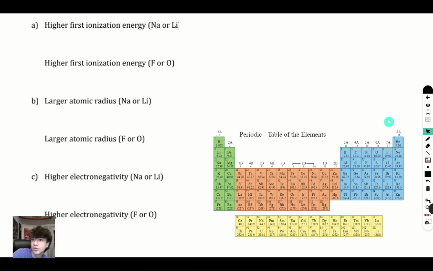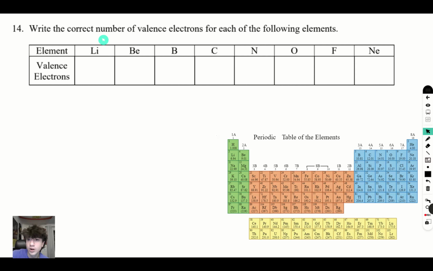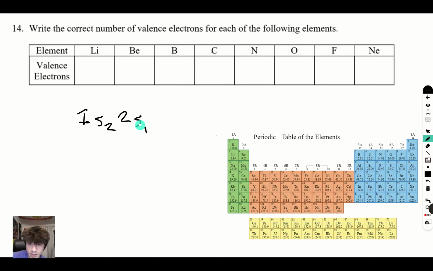All right, let's move on to 1.8. Here we're asked to write the correct number of valence electrons. The number of valence electrons is the number of electrons on the outermost shell of an atom. So lithium, let's just write out the electron configuration. For the electrons, we have 1s2, 2s1. So there's only one electron in the 2s orbital, which means there's only one electron on the second ring. So here's going to be 1.